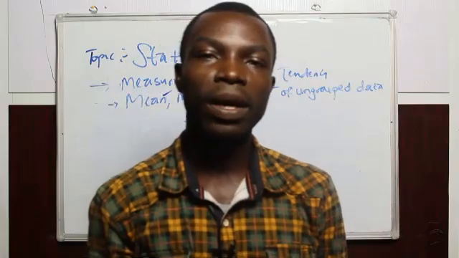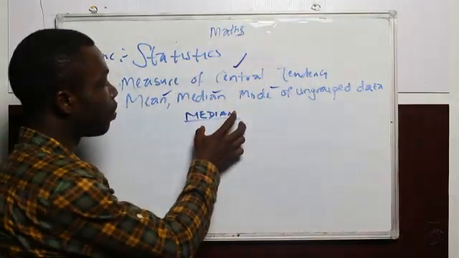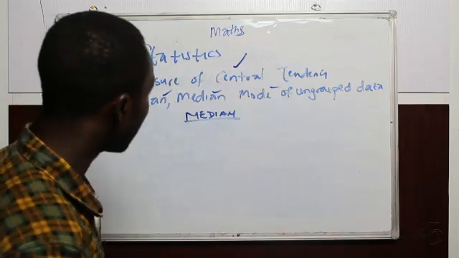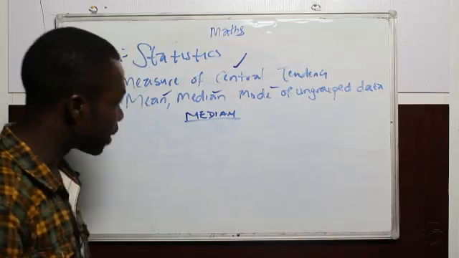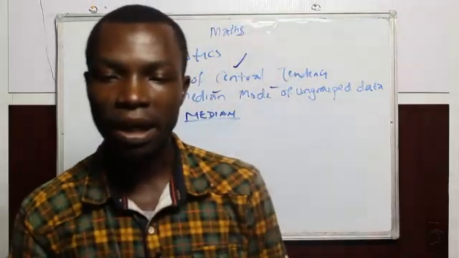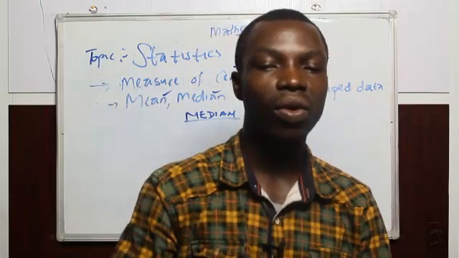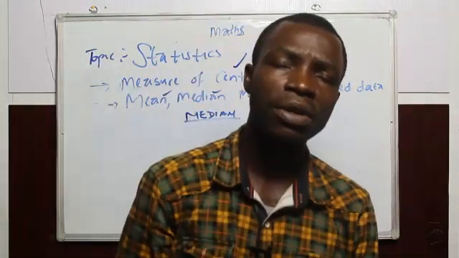Welcome back. I want us to move forward by considering another sub-topic under statistics, which is called median. It's one of the measures of central tendency. Now, what is median? Median is the middle number in a given set of scores or data. It's the middle number. How do we find the middle number?